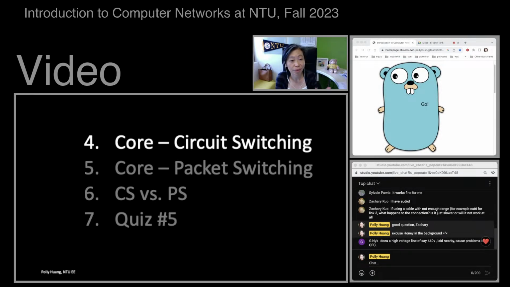All right, so that's an overview of the core, and it's a perfect time to take a break because there is more content coming up that is a little bit more intensive than the access network and access media. So let's take a break for 10 minutes. It's now 11:08. We'll resume lectures at 11:18.